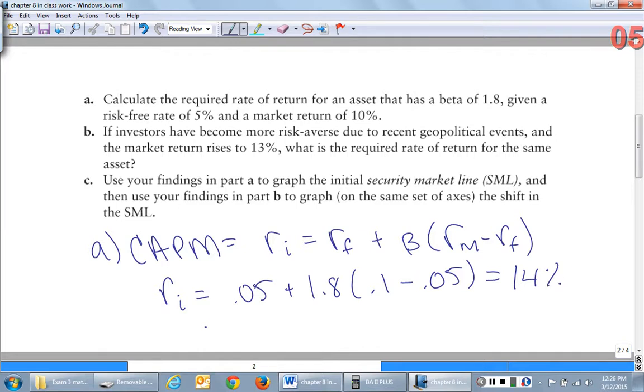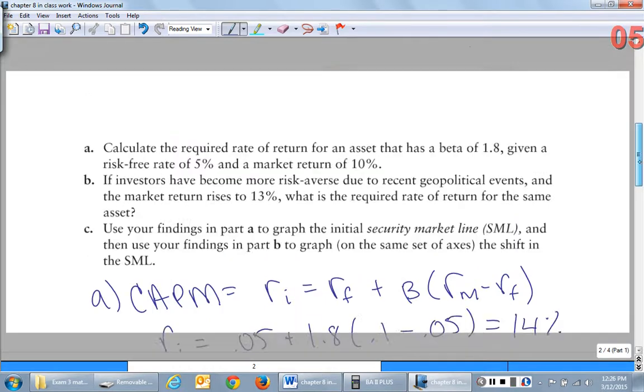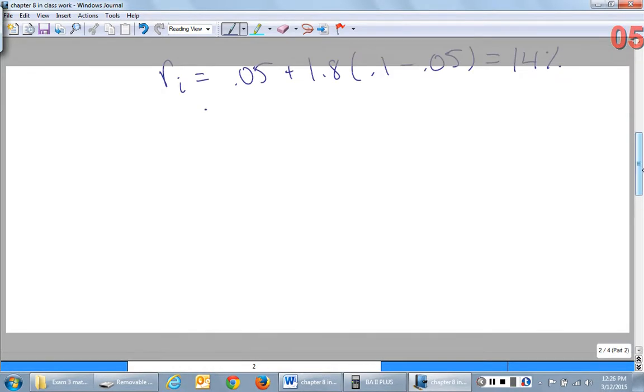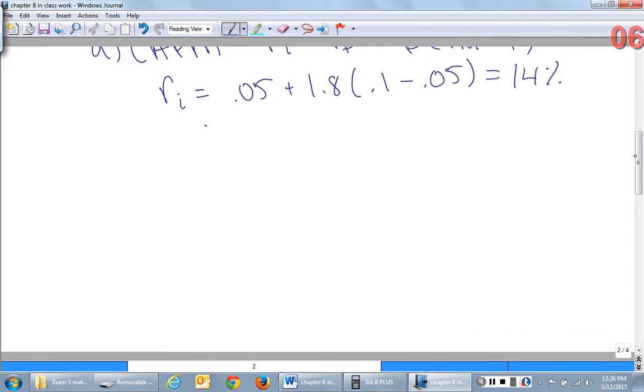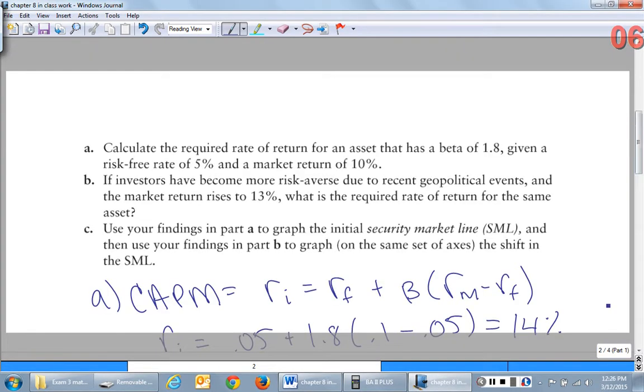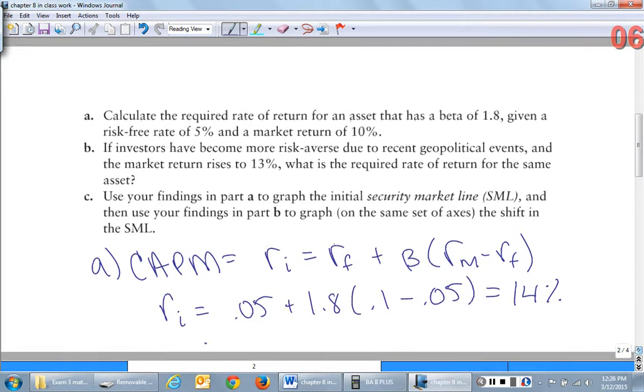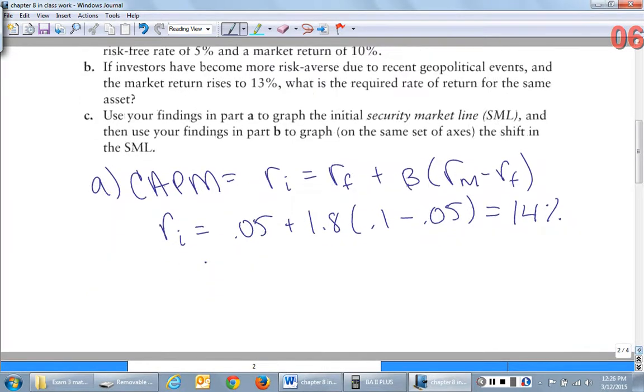If investors become more risk-averse and the market return rises to 13%, what happens to the required rate of return? So part B, the required rate of return, the risk-free rate has not changed. Beta has not changed. The only thing that's changed is the market return.